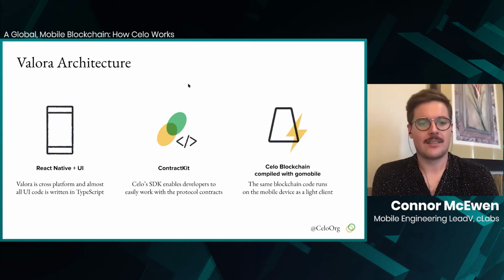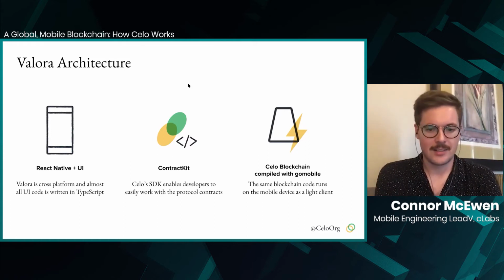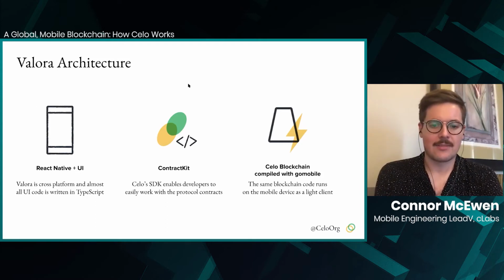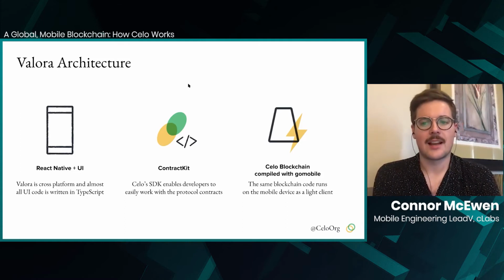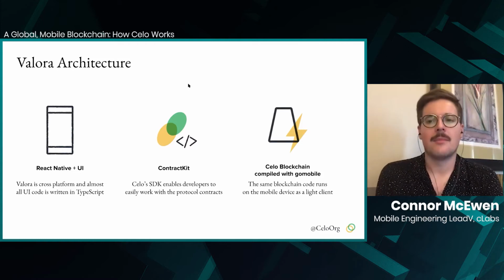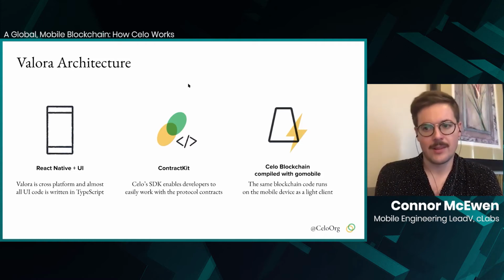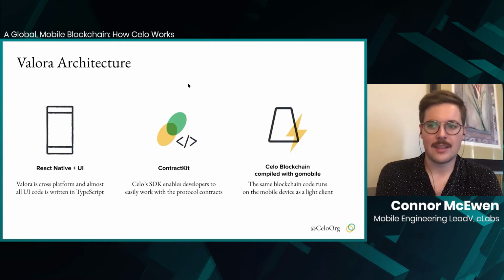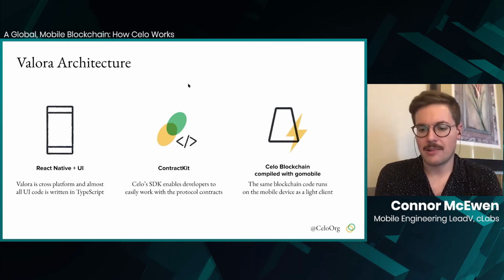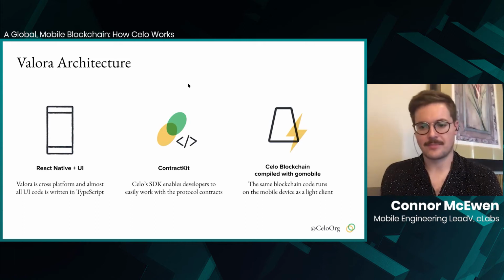The middle layer is our SDK that we call Contract Kit. Josh will talk a little bit about this later, but the SDK makes it easy to interact with any of the contracts running on the Celo network. And then the last piece is the Celo blockchain actually running on the mobile device. So as I mentioned, the Celo blockchain is written in Go, and it's compiled with a tool called Go Mobile, and that allows us to actually run the same blockchain code on both iOS and Android phones. And that ensures that the phone can communicate with the network using that same code.